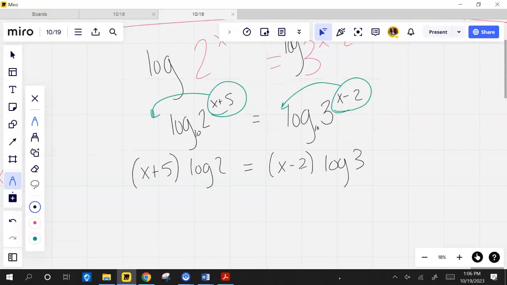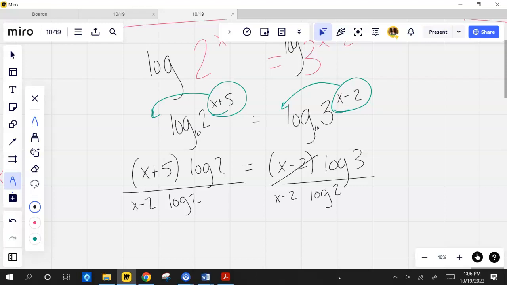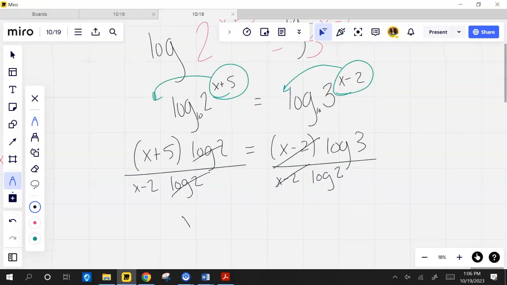And in fact, what I'm probably going to do is I'm going to divide by log 2 and divide by x minus 2. Watch what happens. This cancels, and this cancels, right? So I've got x plus 5 over x minus 2 equals, and this is just some number. Use your calculator and find out what it is. What's log 3 divided by log 2?